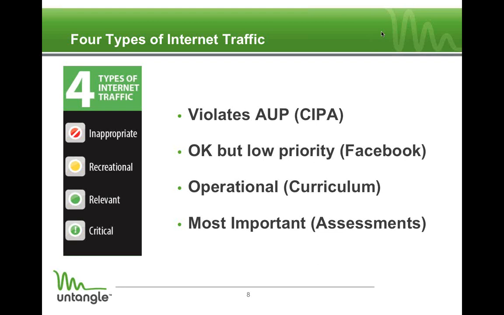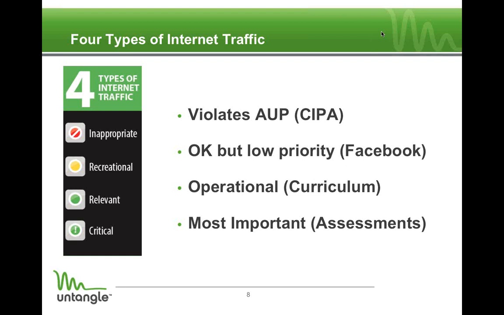So if we take a step back and look at the 4 types of internet traffic, this is how we think about them internally here. Type 1 would be inappropriate. This is something that's going to violate your acceptable use policy. It's going to put your CIPA compliance at risk. I mean, we all know what those kind of objectionable materials are.